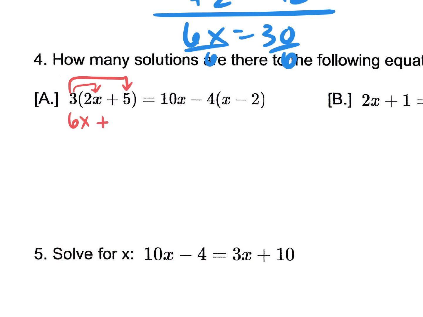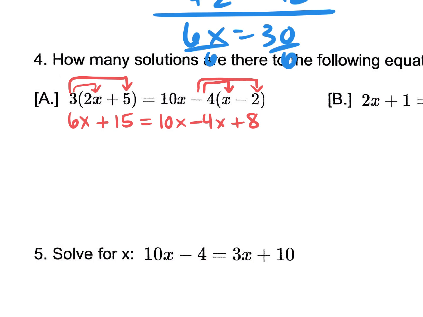Distributing that 3, you have to do that to that one too, plus 15 is equal to 10x drops down. And then we have -4 times x. That gives me a -4x. And a -4 times a -2, which is a +8. And you can rewatch this video as many times as you need to just to make sure you got all the pieces right.